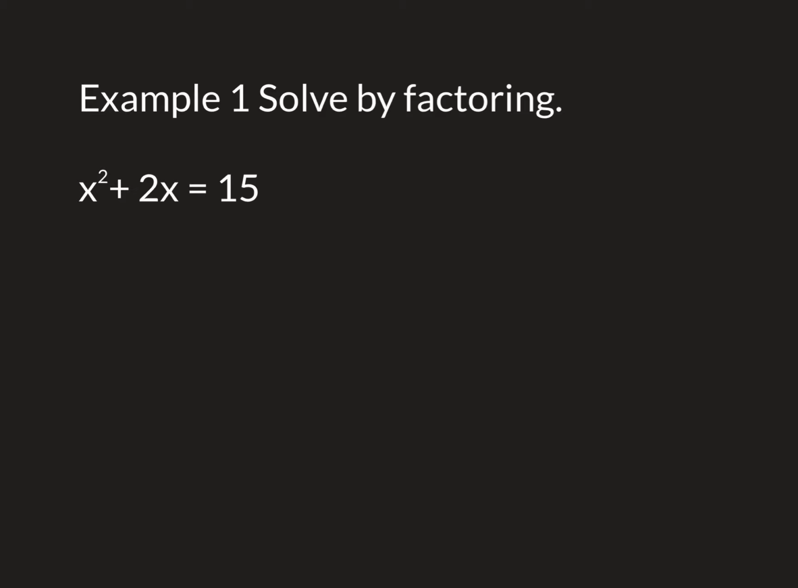We're going to find factors, check to see if it equals 0. And it does not. It does not equal 0. So I need to subtract 15 to make that equal 0. X squared plus 2x minus 15 equals 0.